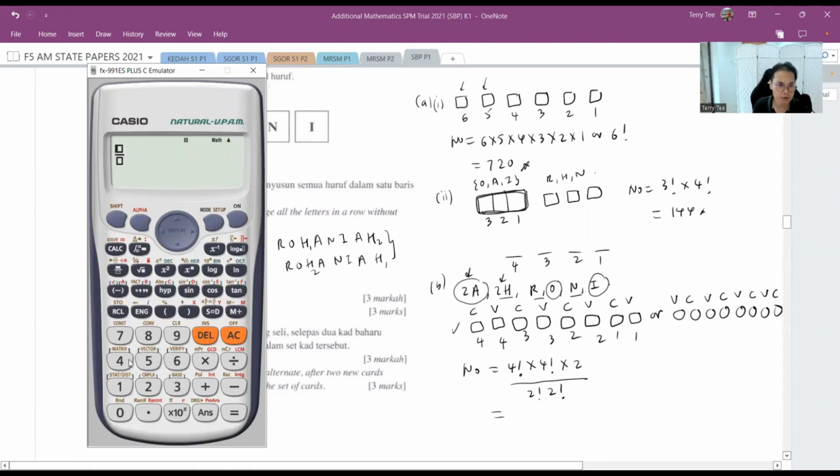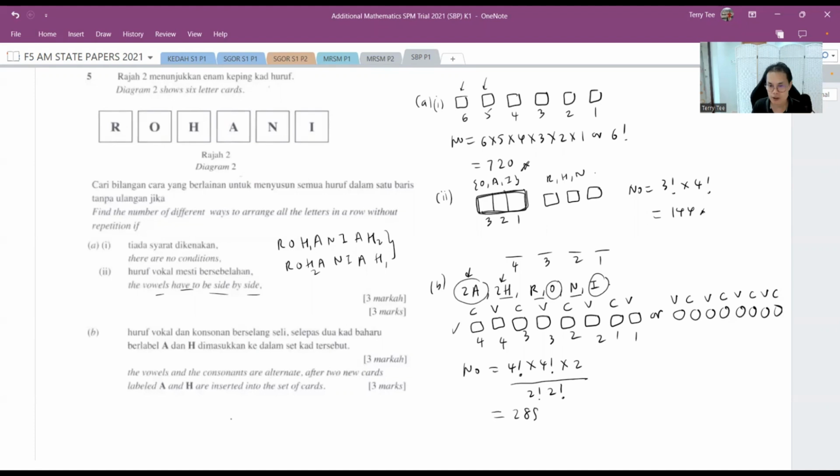Okay, let's do this. I'm going to start with 4 factorial, multiply with another 4 factorial, times 2, divide by 2 factorial. Actually, you don't have to type 2 factorial because 2 factorial is just 2. Okay, I'm just going to type it out for you. All right, my answer is 288.